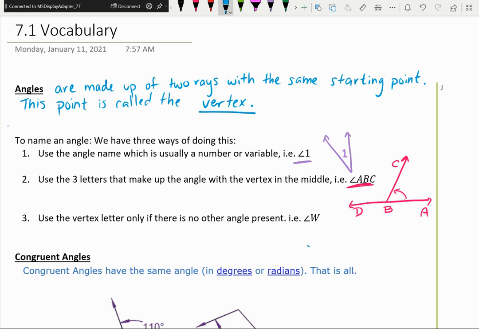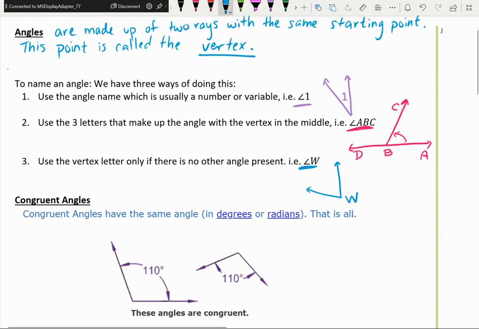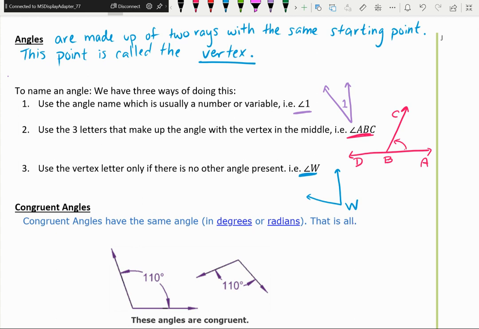The last way would be just to name it by the vertex. So then we might consider, when we're looking at this red diagram here, why can't we just call this angle B? The reason is because it's not specific. If I just name this by the vertex, angle B, I don't know whether I'm talking about the big angle on the left, the smaller angle on the right, or the whole straight angle. So it just has to be more specific.